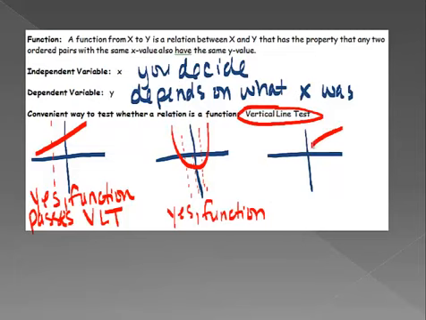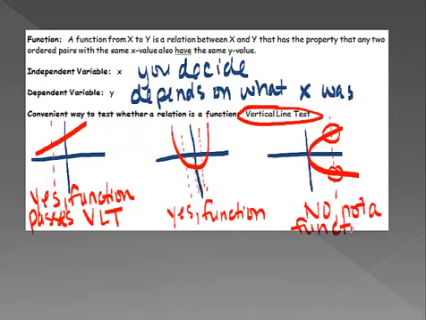Now what if I gave you this? There's my function. Look at this vertical line. Ooh, you notice how it hits it here and here? So we would say, no, not a function. Why? Because it does not pass the vertical line test.